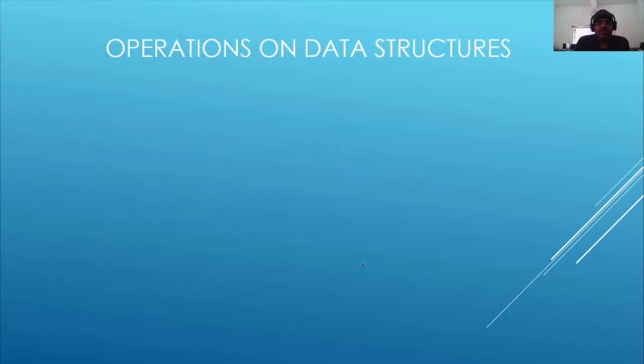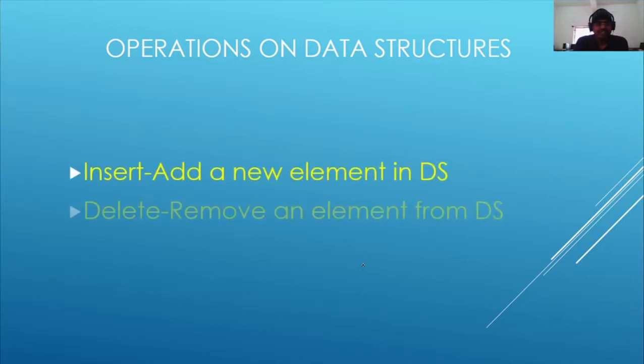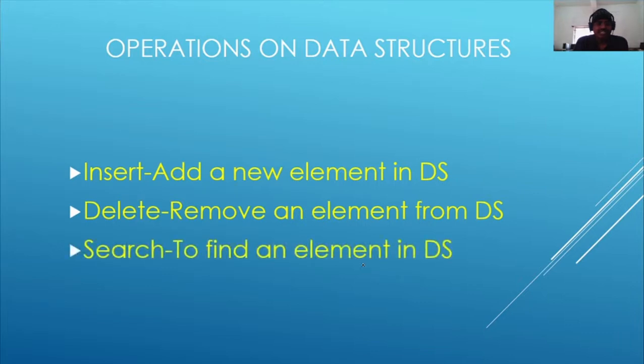Now we come across the operations on the data structures. What are the different operations that can be performed on a data structure? The different operations are: one is insert, another one is delete, another one is search. What do you mean by insert operation on a data structure? An insert operation is nothing but adding a new element to the existing data structure. Now we come across the delete operation. In the delete operation, we remove an element from the data structure.